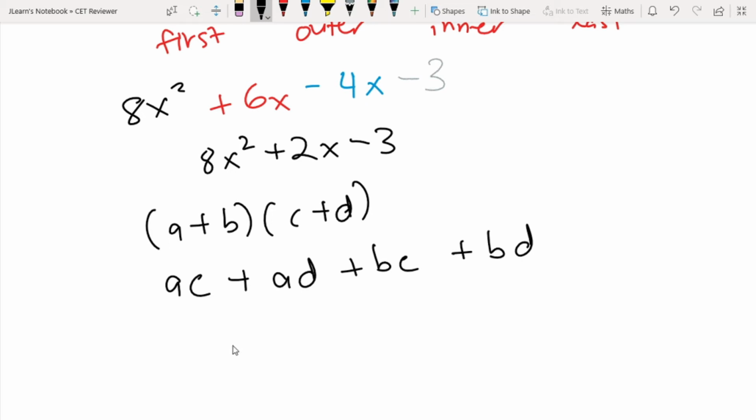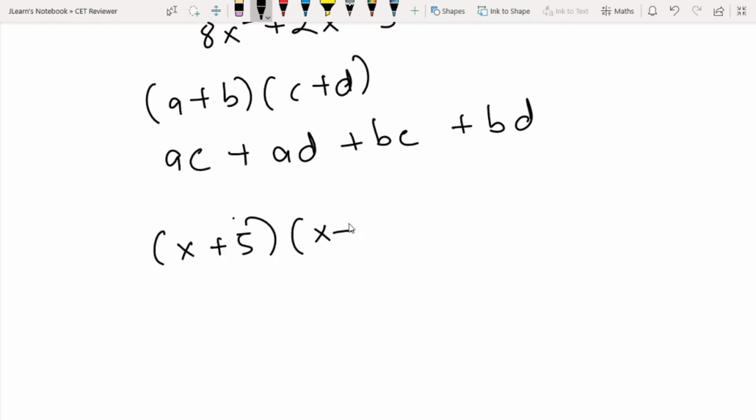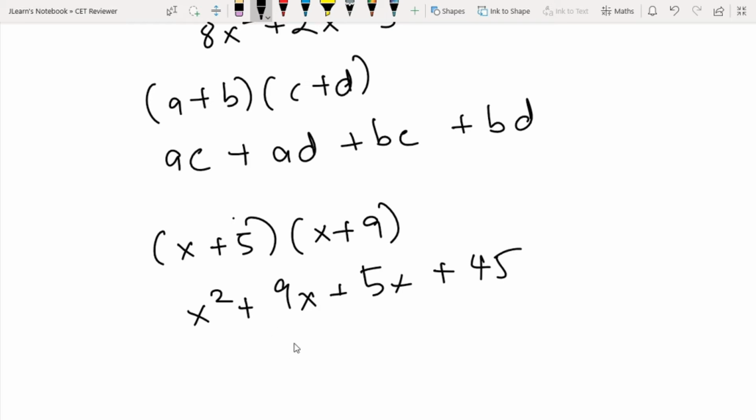So, let's try this on another example. Let's say you have x plus 5 times x plus 9. So again, you have x times x, so that is x squared, x times 9, outer, 9x, plus 5 times x, inner, 5x, plus 5 times 9, that will be 45. Okay, so this will be x squared plus 9x plus 5x, that is plus 14x plus 45. Okay, that's how you multiply polynomials.